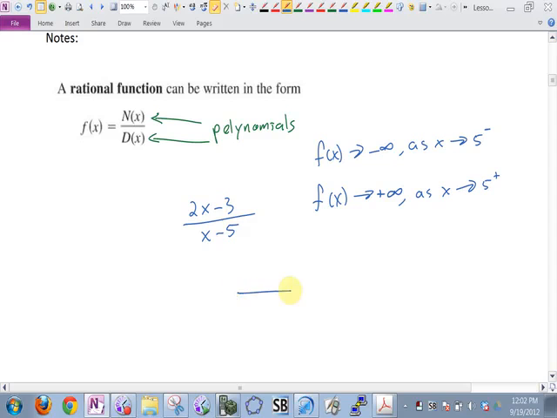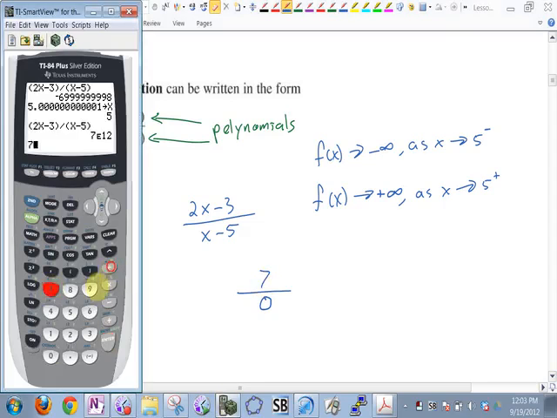We have a fraction whose bottom is approaching what? 0. But what is the top approaching? What do you get when you plug 5 in for x up here? You get 7. Now, the reality is, what is 7 divided by 0? Undefined. Try it on your calculator. 7 divided by 0 is undefined.